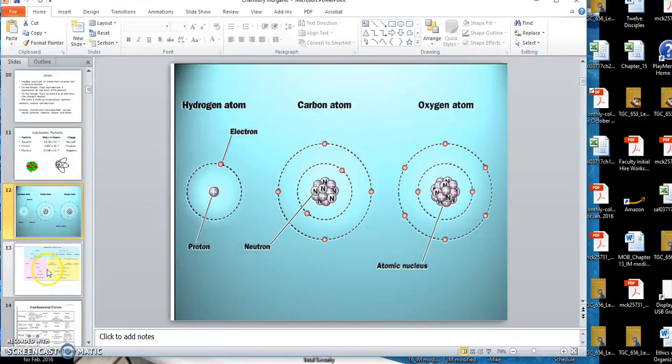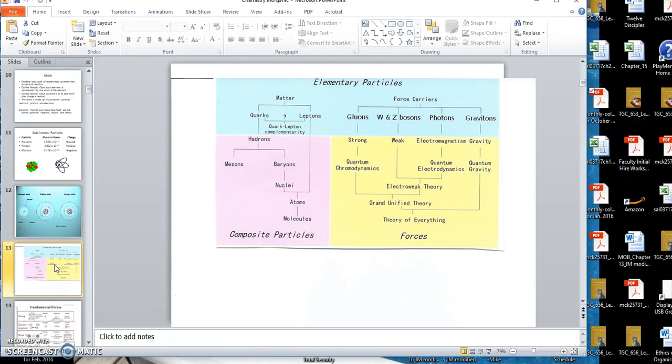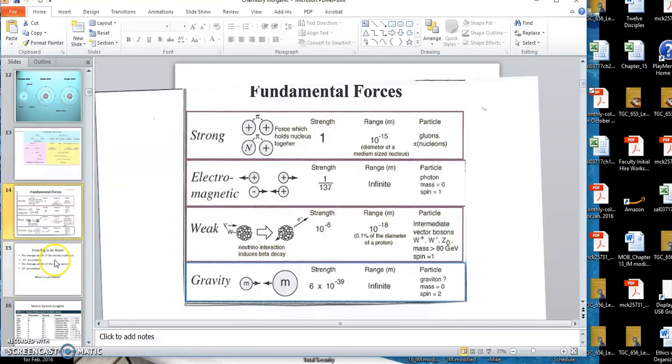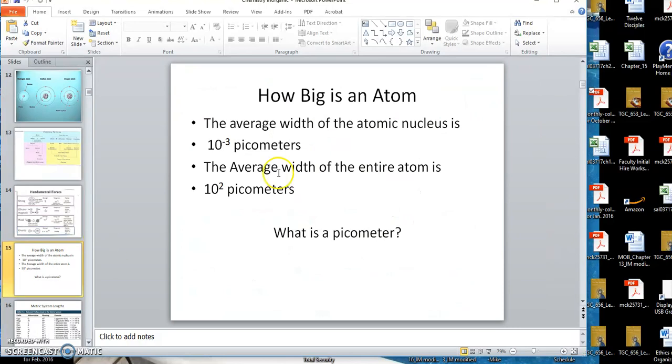All right. I mentioned that there are subatomic particles. This is beyond the scope, but I just have in my PowerPoint to show you that these are some of the subtypes. Okay. We go further, because that's not the scope of this course, to how big is an atom? The usual atom is about, on average, 10 to the minus third picometer. That would be the atomic nucleus, the middle portion. The width of the entire atom, which would include the electrons, is about 10 to the second picometer.